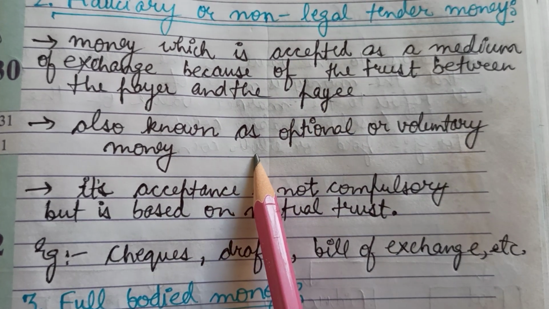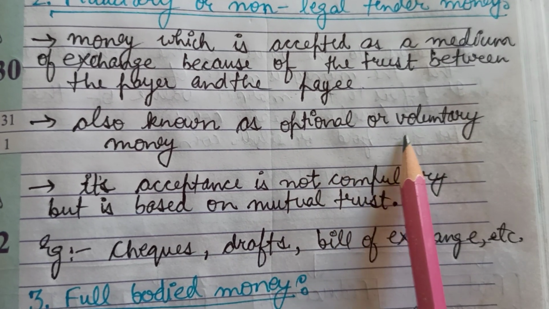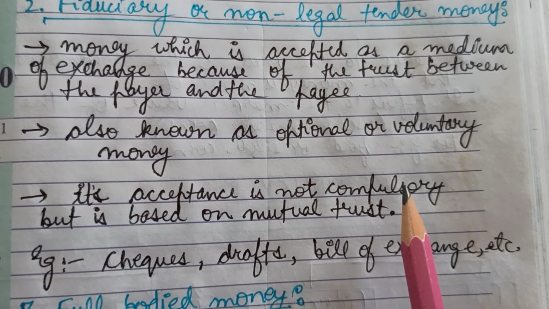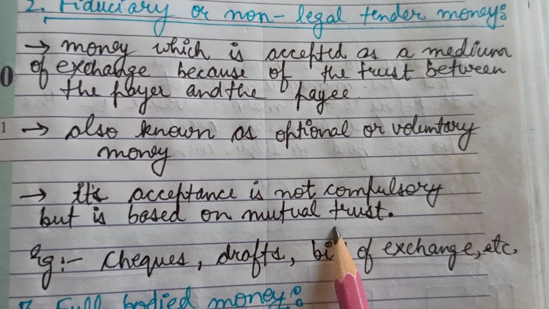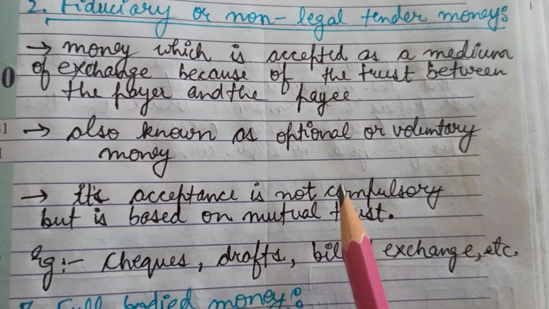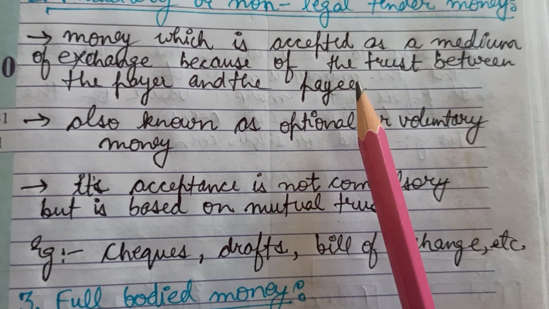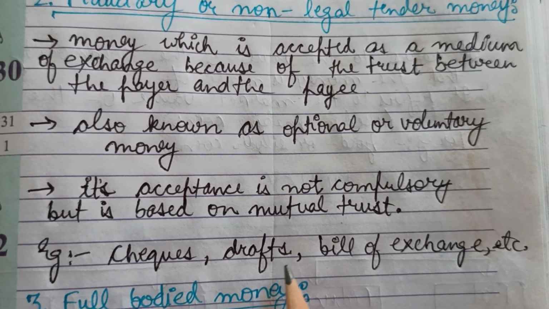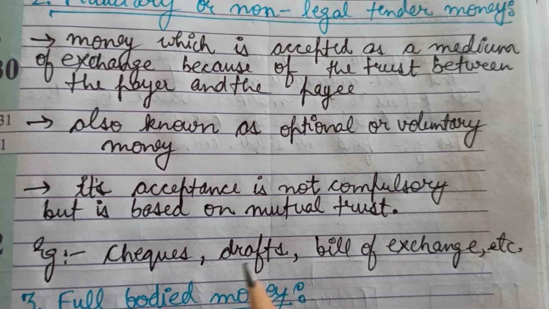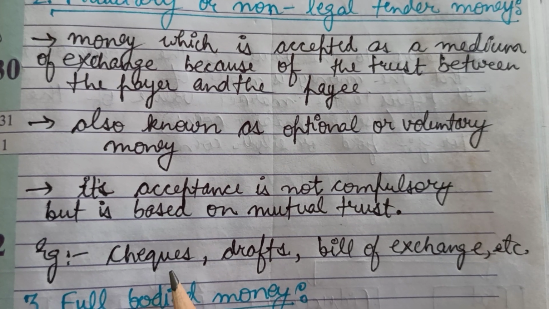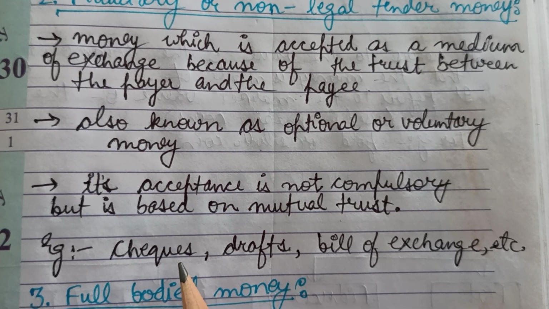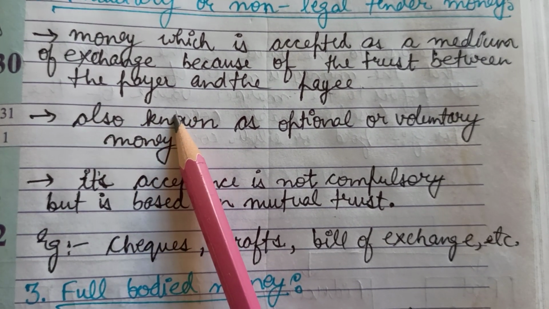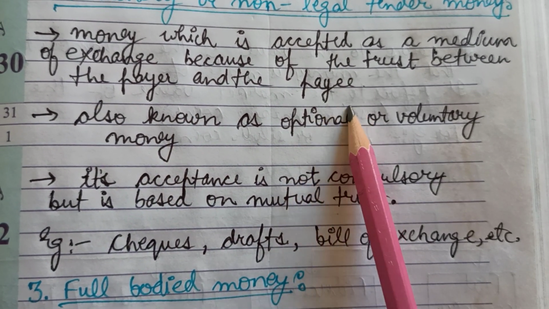Therefore, it is also known as optional or voluntary money because its acceptance is not compulsory and is wholly based on the mutual trust of the people who are using this form of money as a medium of exchange. The example of that is checks, drafts, bills of exchange, etc. Now suppose we are using the checks as a medium of exchange. Now what is that? That is only the trust between the payer, that is the one who is paying the money, and the payee, the one who is accepting the money.